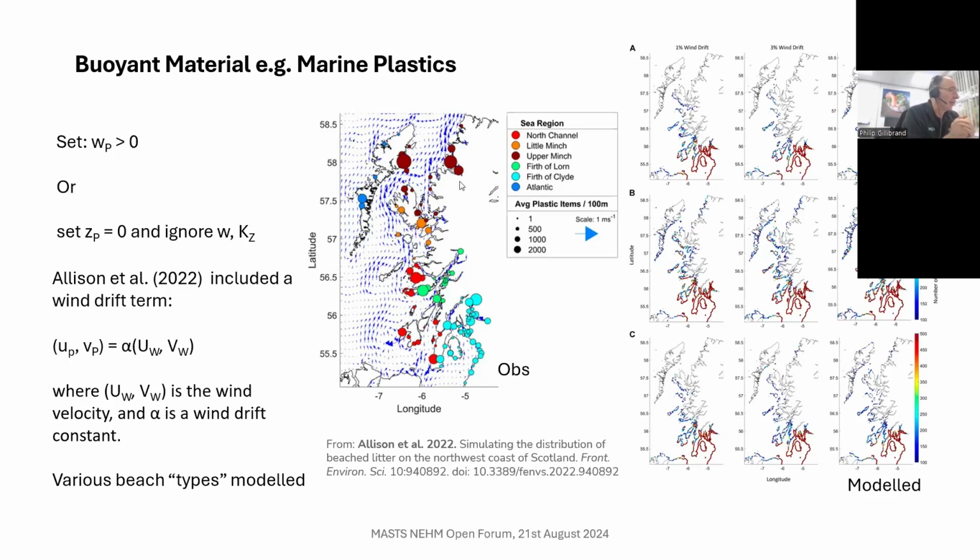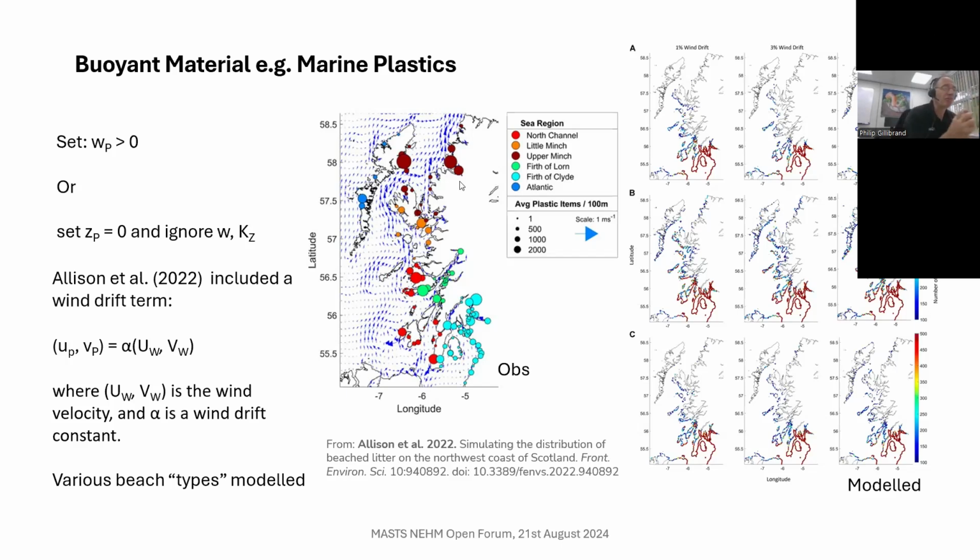Nicole also included a wind drift term, since things floating on the surface might have an extra wind drag. She included a wind drift term of different percentages of the wind speed, that's the alpha parameter. In this paper they were interested in sources of plastics from the Clyde Sea. So they released lots of material in the Clyde and wanted to see how much of it drifted up the west coast of Scotland.